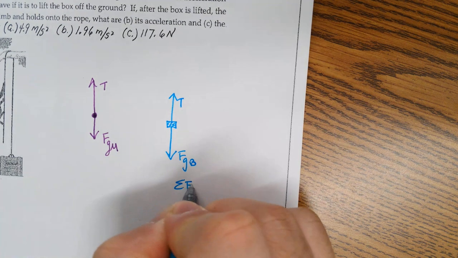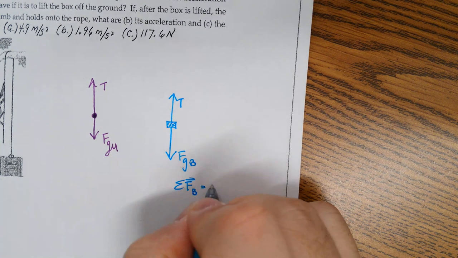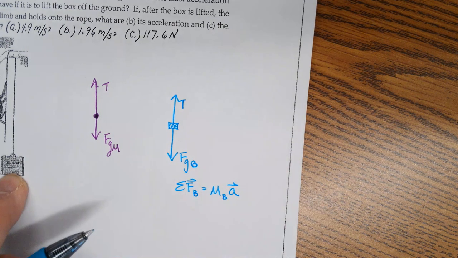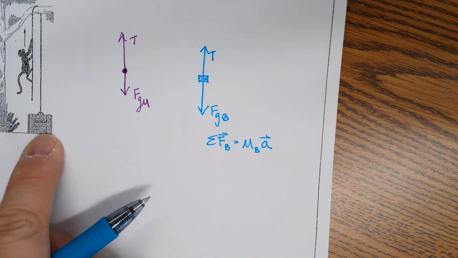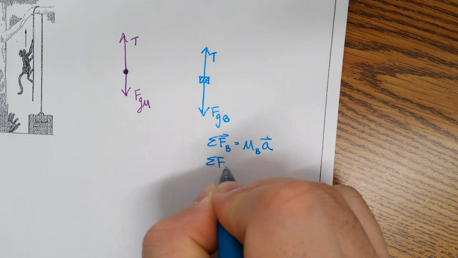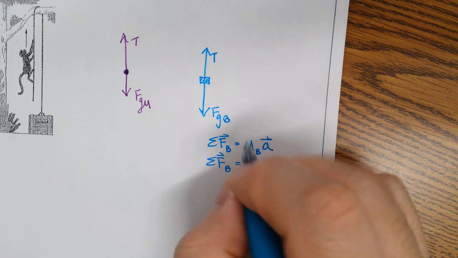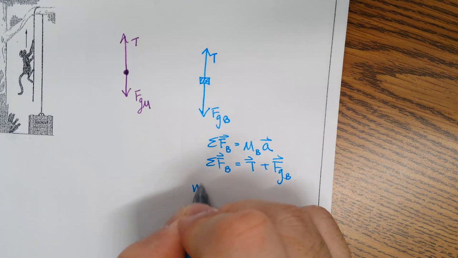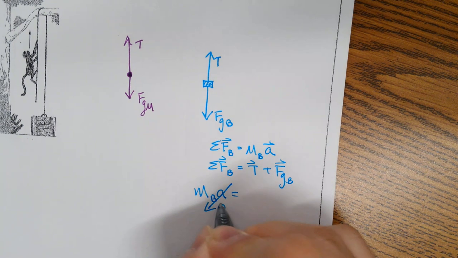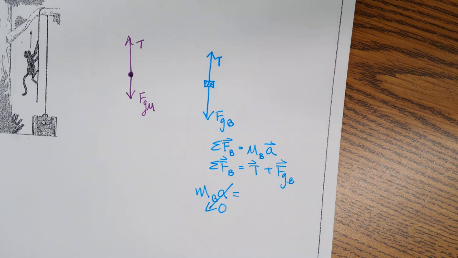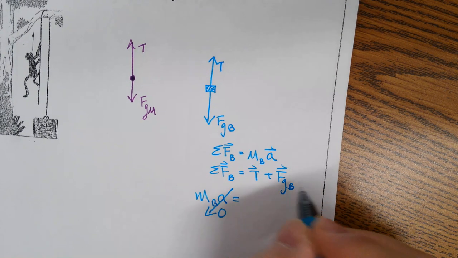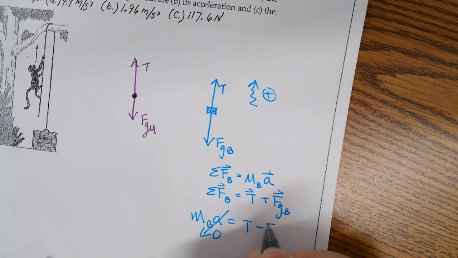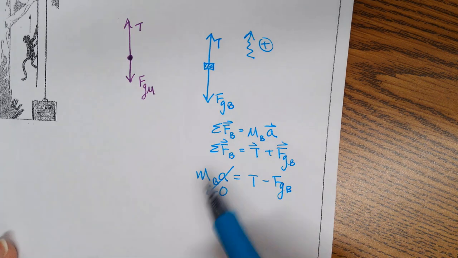So if we were to say the sum of all forces for the box is equal to M box times A, but what is the acceleration of this? It's zero. It's on the floor still. We want to know when they're equal to each other. So here, the sum of all forces on the box: we have tension, we have Fg box. The acceleration of the box is zero because it's still on the ground. We want to look at it just before it starts to lift off. It doesn't matter which direction you give positive. If you want to make the top going this way positive, that's fine. So it'd be tension minus Fg box, because acceleration is zero.